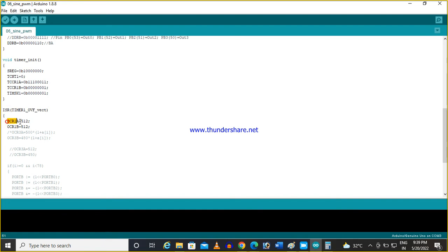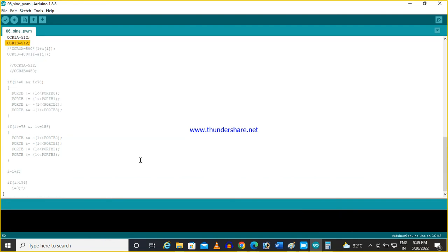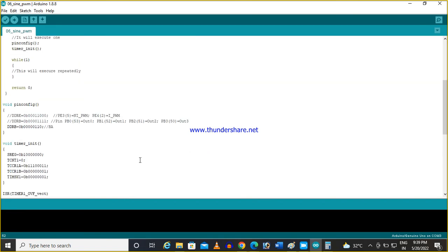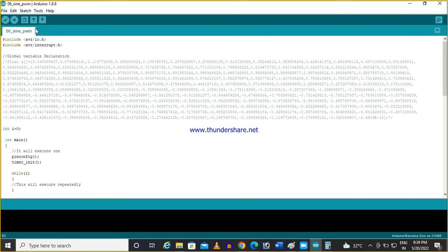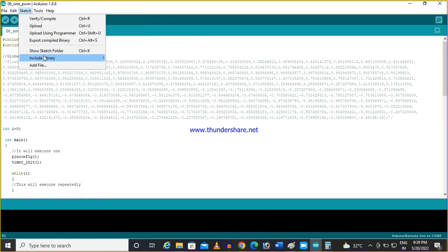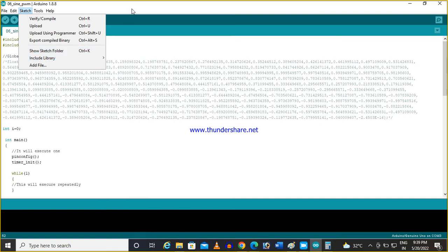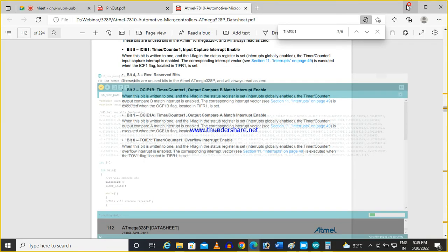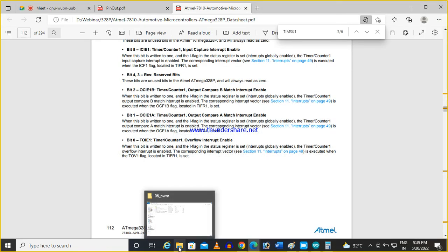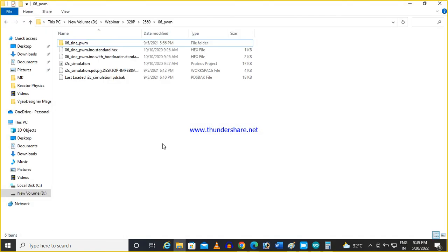So in OCR1A register I am giving this duty cycle, 50% duty cycle. So both the pulse, now the inverted pulse will generate with a duty cycle of 50%. Okay, so let us compile and open this.